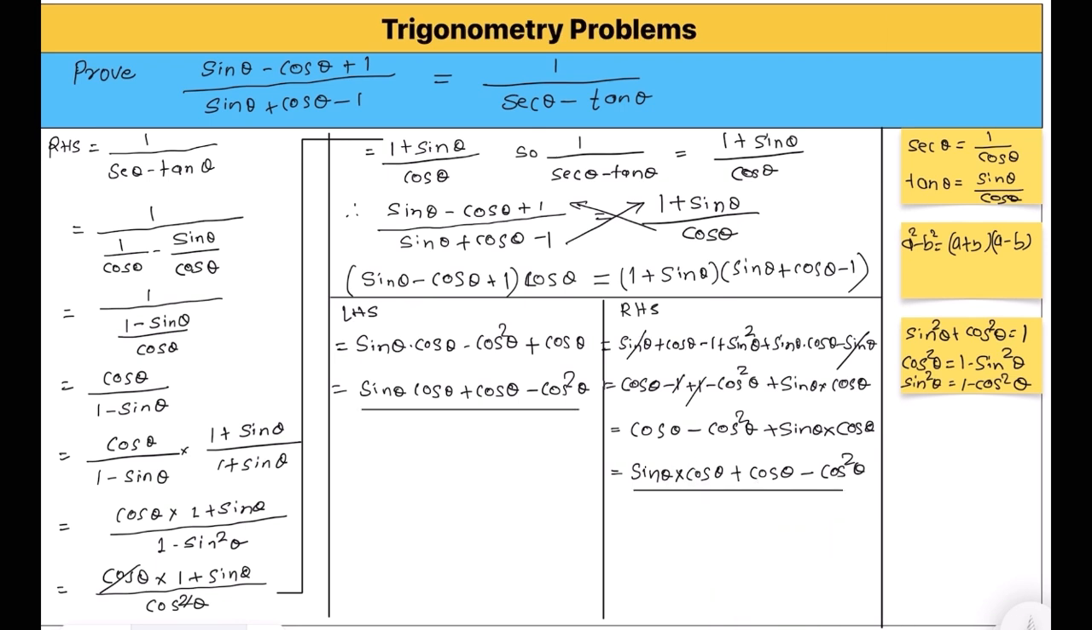Now did you notice LHS is sin theta into cos theta plus cos theta minus cos square theta, and here RHS sin theta into cos theta plus cos theta minus cos square theta. They both are same. So LHS is equal to RHS, and that's why we have proved sin theta minus cos theta plus 1 upon sin theta plus cos theta minus 1 is equal to 1 upon sec theta minus tan theta. You need to solve this problem on your own multiple times so that you get confident about solving it if it comes into the exam.